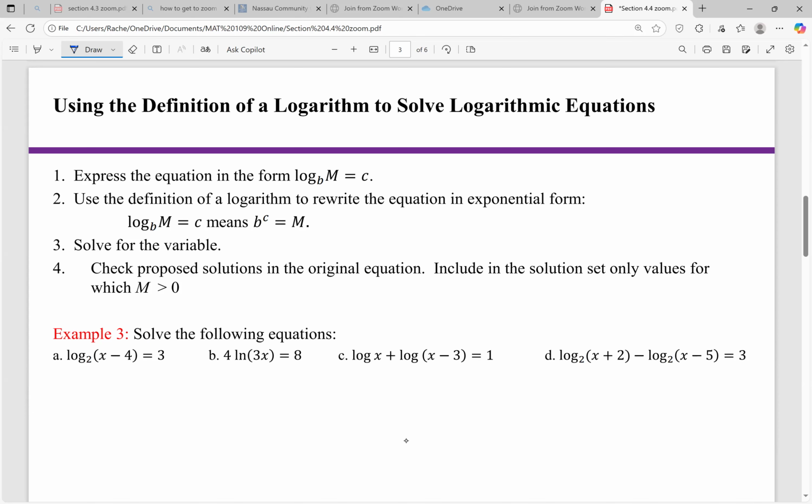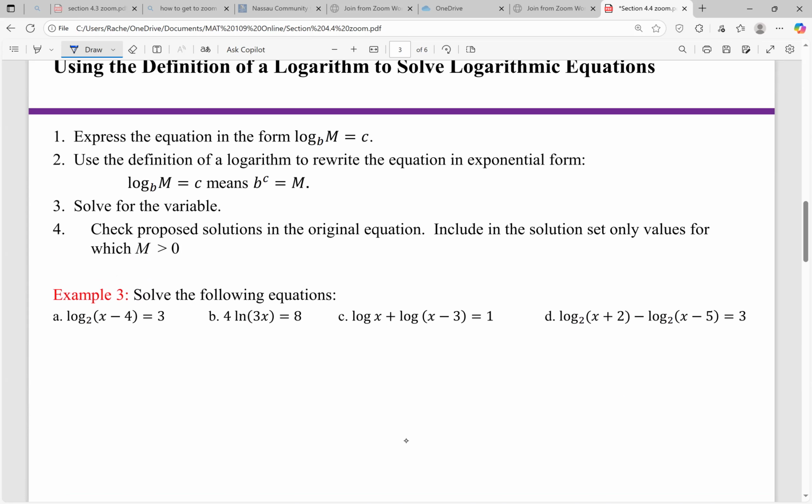So first of all, let's just start with the steps. Express the equation in the form log base b of m equal to c, which is some constant. Then we could use the definition of logs to rewrite the equation in exponent form. And then we're able to solve for the variable. And of course, you always want to check your answers. So let's look at the first example. Look at example 3.